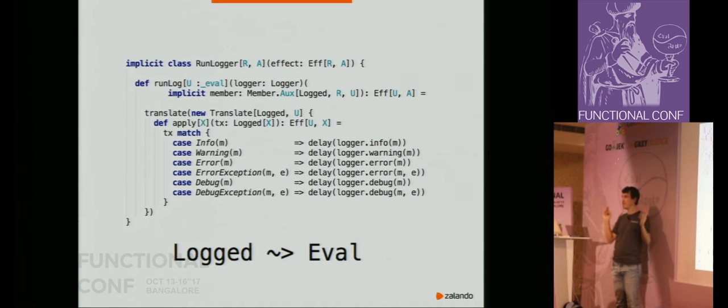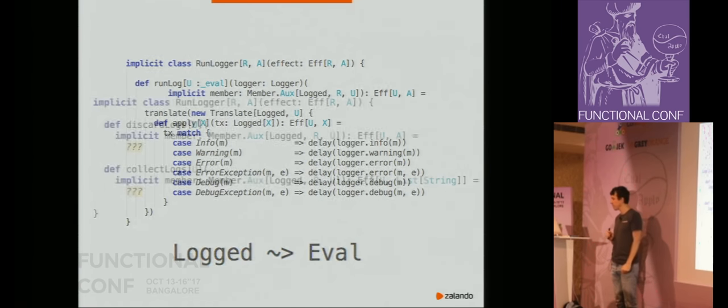Hey, I have an info logging. That's what I want to do. Hey, I have a debug logging message. That's what I want to do. And it translates this to a more concrete action, which is now use a given logger and write to the file system with this. So we do translation from one effect to another in the stack.